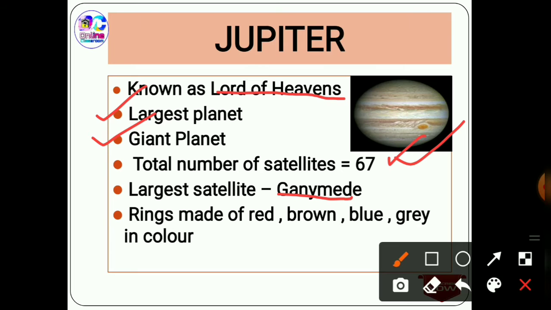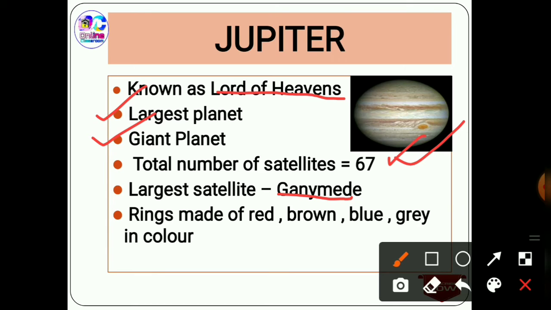So we can see in the picture that Jupiter is just a planet, but it contains certain rings within it, which are red, brown, blue, gray in color, that can be seen only in a telescope. Now the important catch line here is that as it is the largest planet, it also has the largest number of satellites, and it has the largest satellite in the solar system, that is Ganymede.